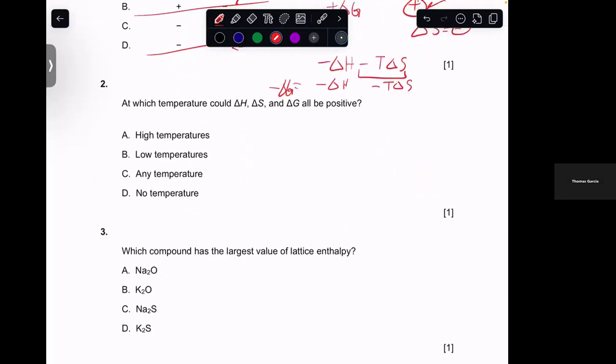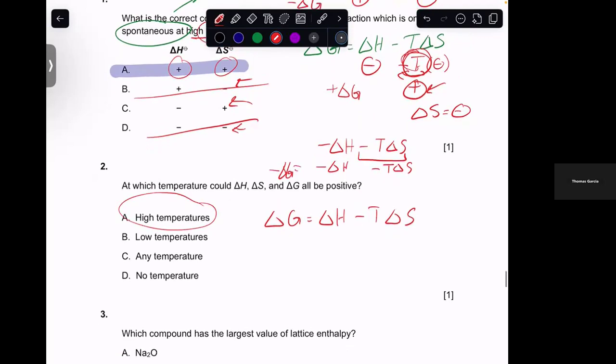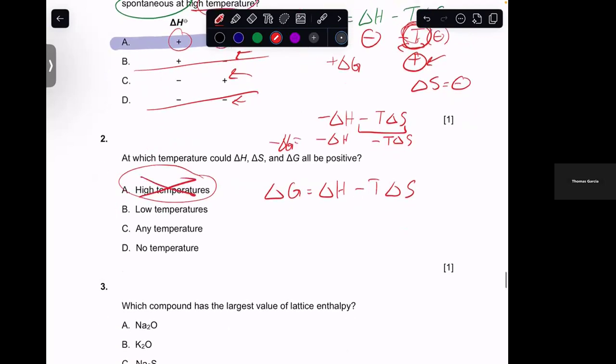Number two, at which temperature could delta H, delta S, and delta G all be positive? So let's go ahead and look at our equation again. This is still delta G equals delta H minus T delta S. So we just noted that at high temperatures, we can have a positive delta S, positive delta H, sorry, reverses, and still have a negative delta G. So we know from our first question, it can't be that.